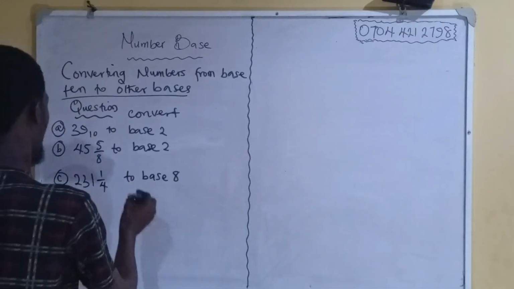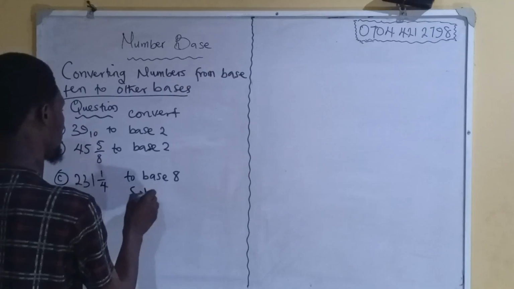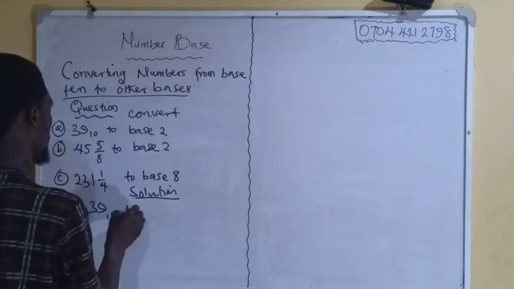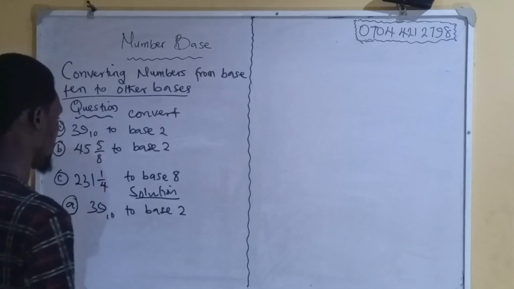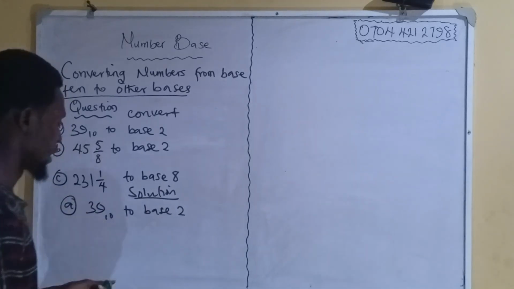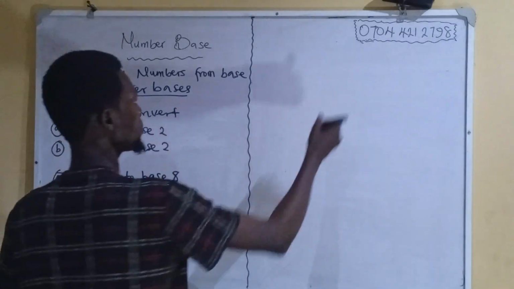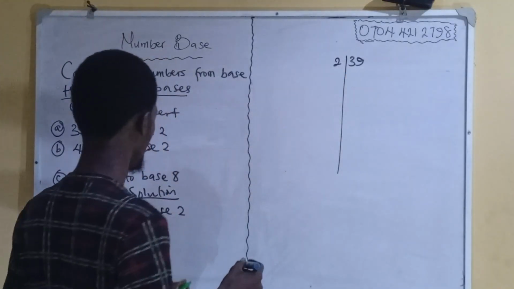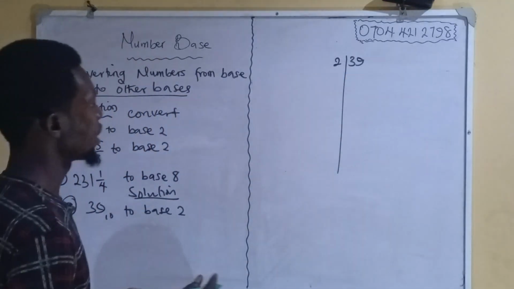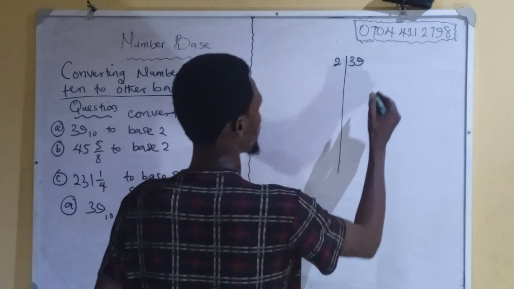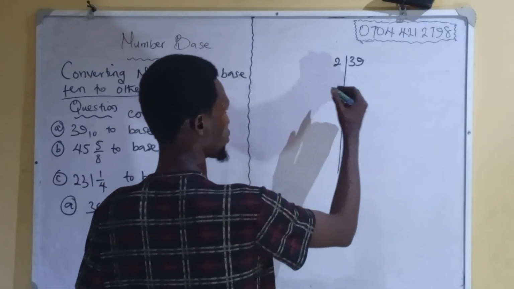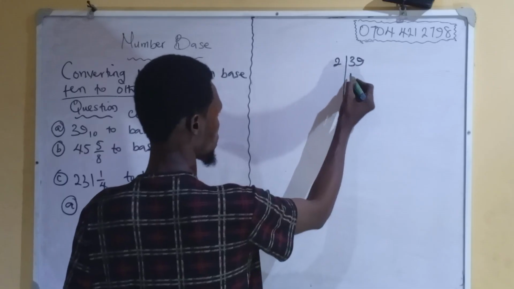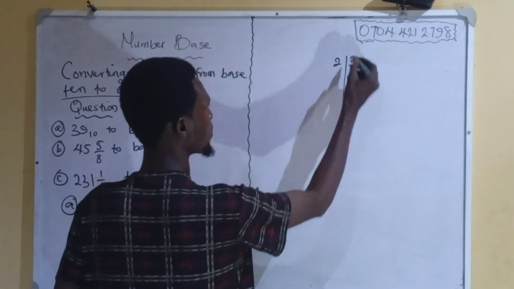So let's see. For this particular question, you have 39 base 10. You are asked to convert it to a base 2 number. So you will repeatedly divide 39 by 2, and each time you divide, you keep the remainder. So 2 goes into 3 one time, and then the remainder is 1.